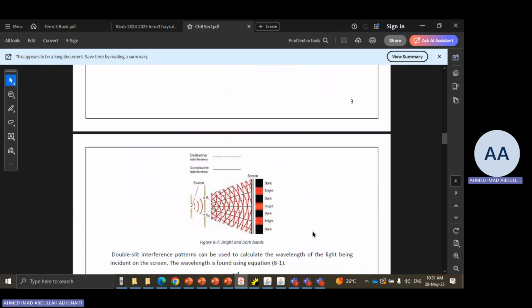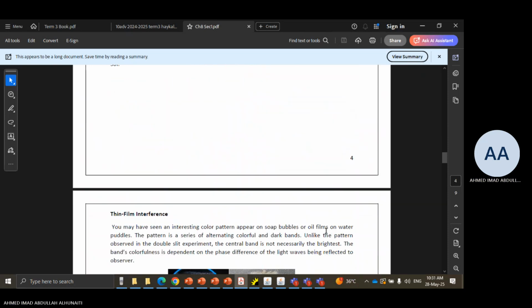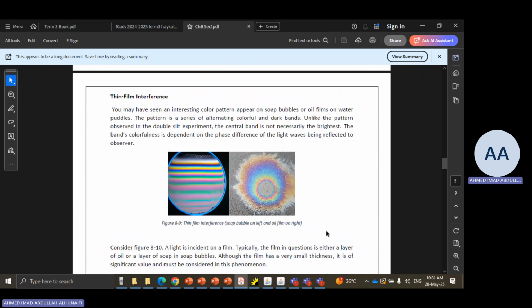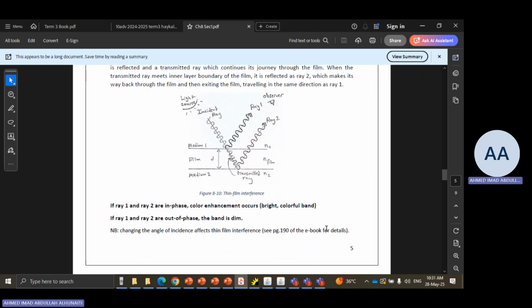So in thin film interference, this is thin film interference. You might have observed this sort of pattern if you looked at some petrol or some oil spilled on the floor, or if you have seen soap bubbles under correct lighting, you might have seen a similar pattern. We have this interesting pattern of bright and dark colors. Now, where do these come from?